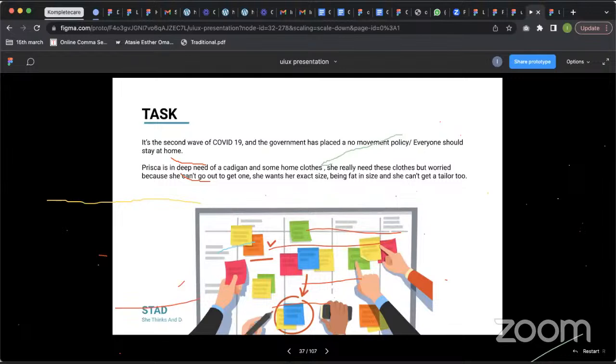So the government has placed a no movement policy. Priska is in need of a cardigan. She really needs this clothes, but is worried because she can't go out to get one. She wants her exact size and she's fat. So how can we help her, Priska? First of all, we need to empathize. We need to empathize with Priska.